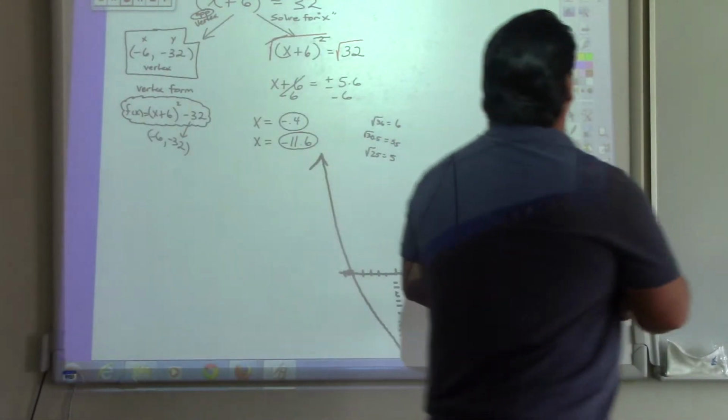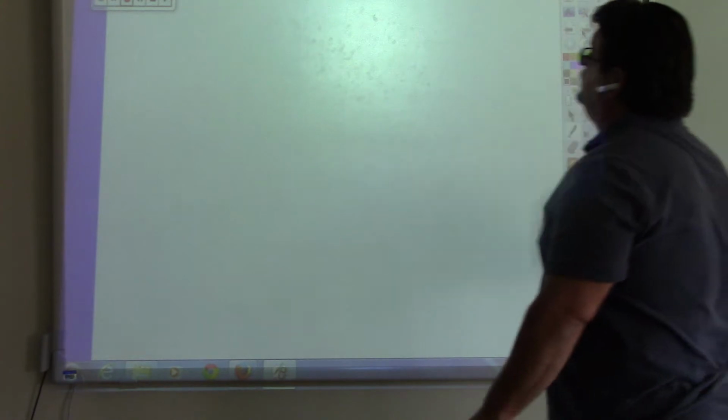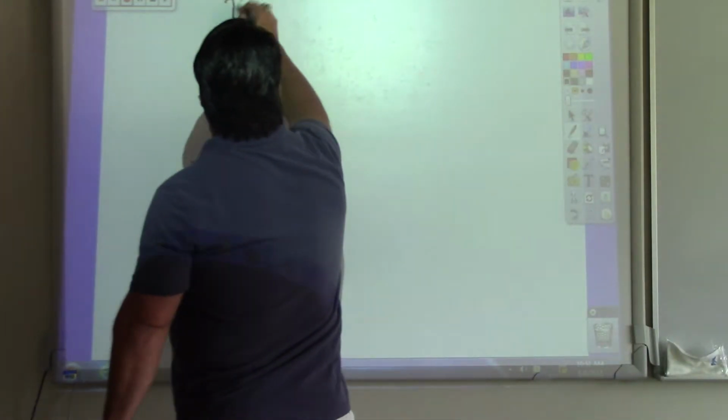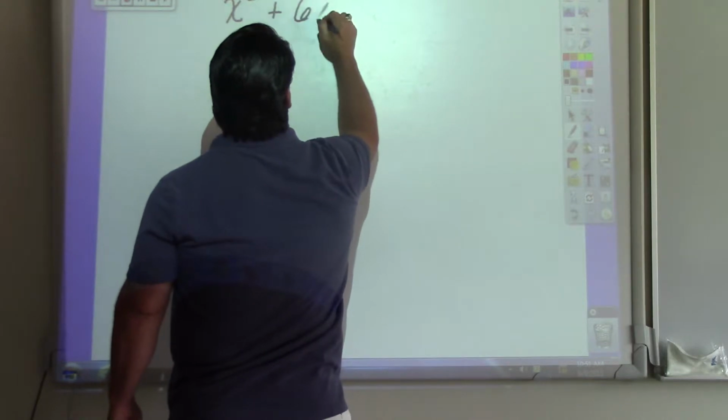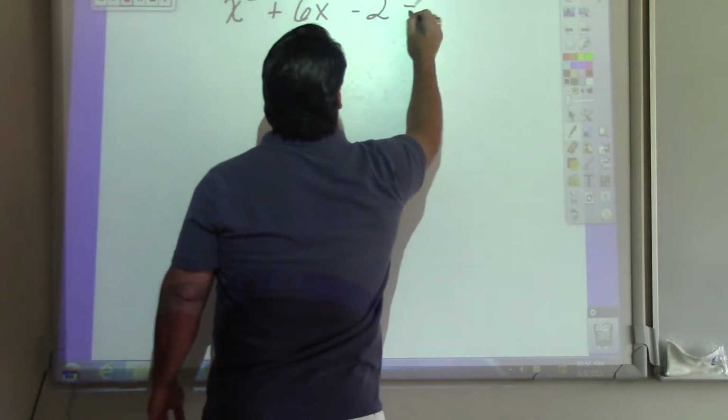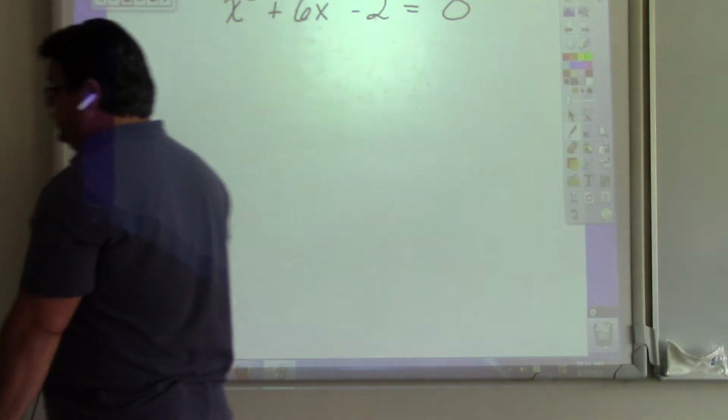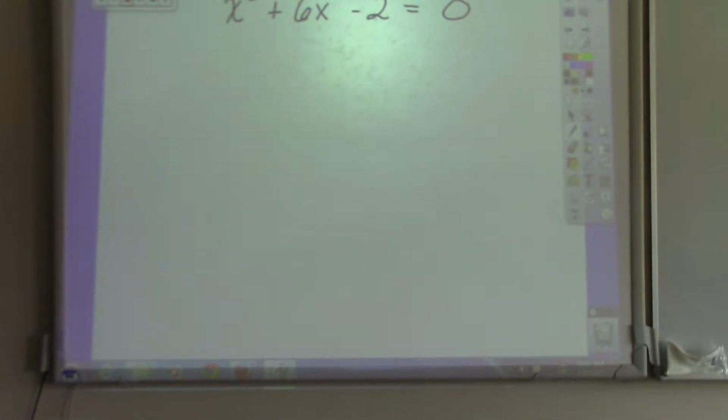So let's do another one. x squared plus 6x minus 2 is equal to 0. I'm going to let y'all work on that one. And if you can't do it, that means you suck, or you're a failure.